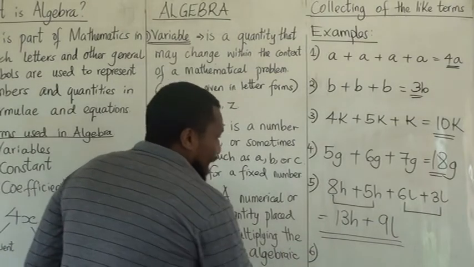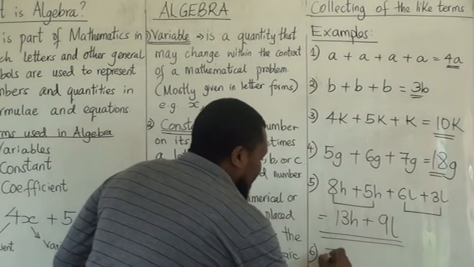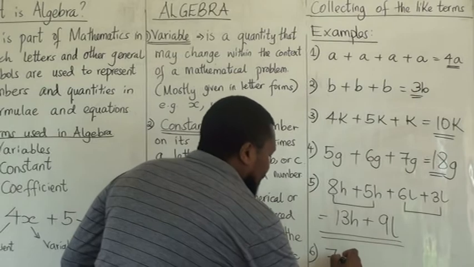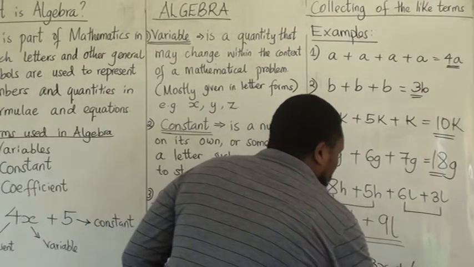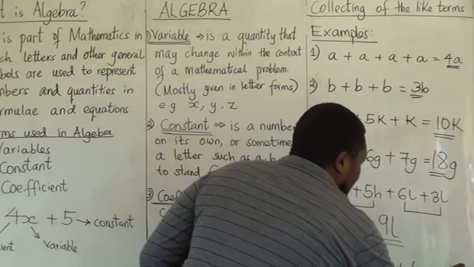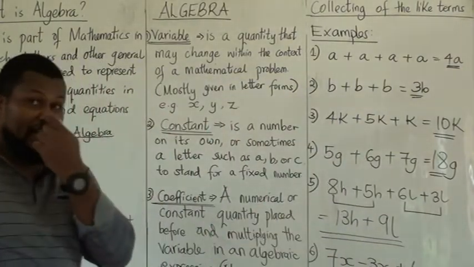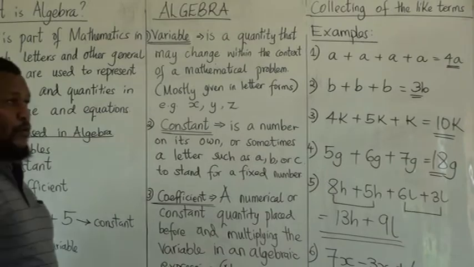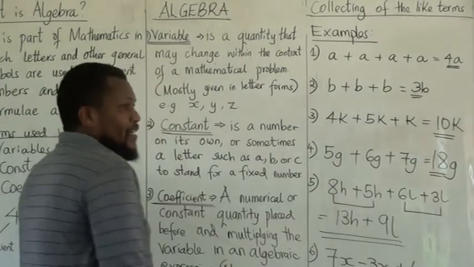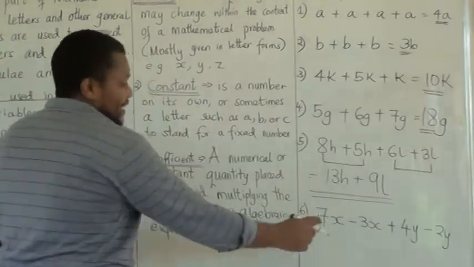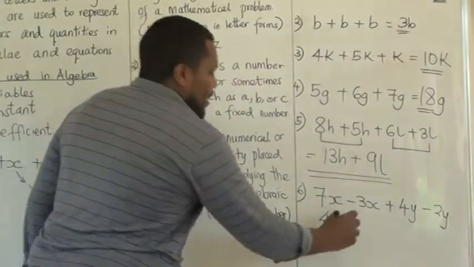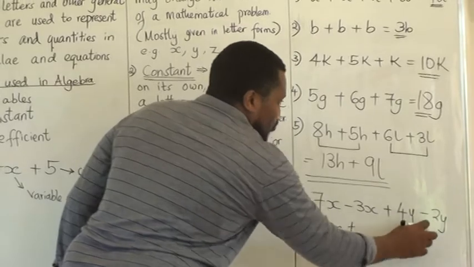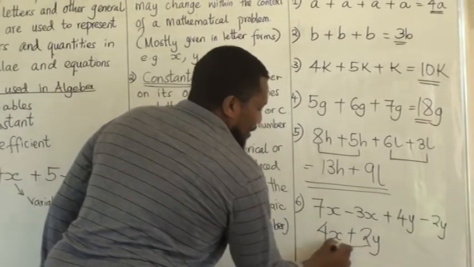Finally, we can have also a sign like 7x minus 3x plus 4y minus 2y. We can also have the subtraction sign being used, whereby we are going to subtract the coefficients here. We say 7 minus 3, which will give us 4, and the variable is x. We add 4 minus 2, which will give us 2y.